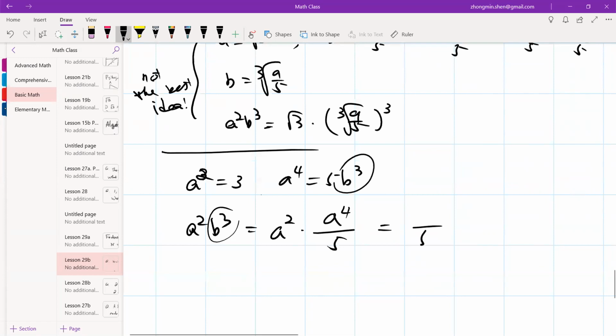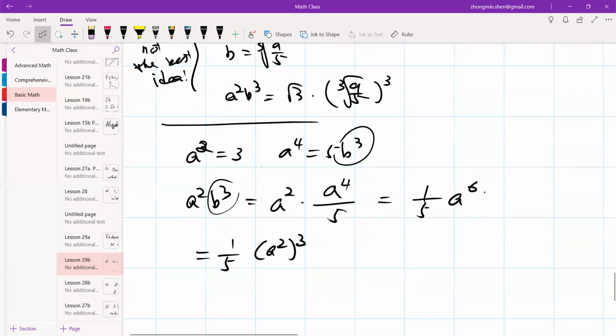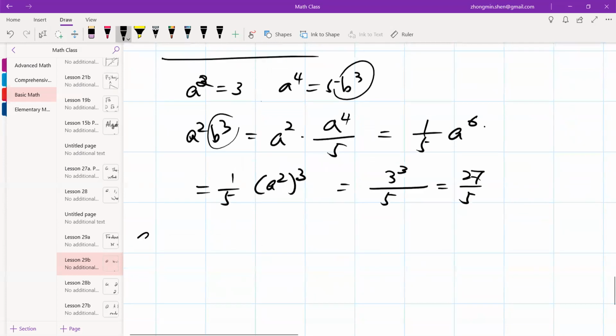So you get A squared plus A to the power 6 over 5. But A to the power 6 is going to be A squared, cubed. Why do I need A squared? Because I know the value of A squared, which is 3. So it's 3 plus 3 cubed over 5, which is 27 over 5, right?